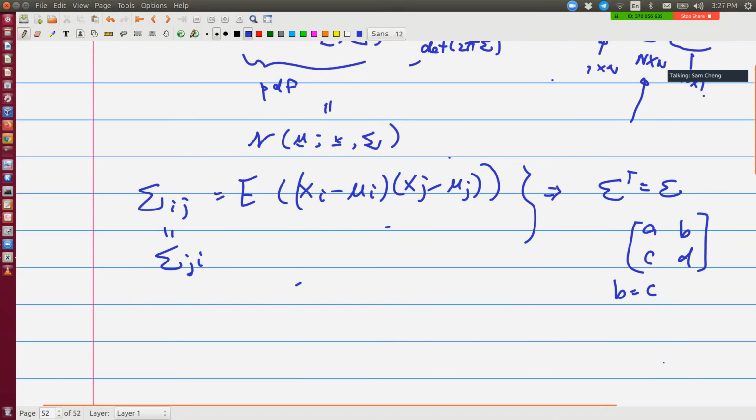And also it is positive semi-definite, to be more precise. I always forget whether to say semi-positive definite or positive semi-definite. I think it's positive semi-definite, so I'll say positive semi-definite.